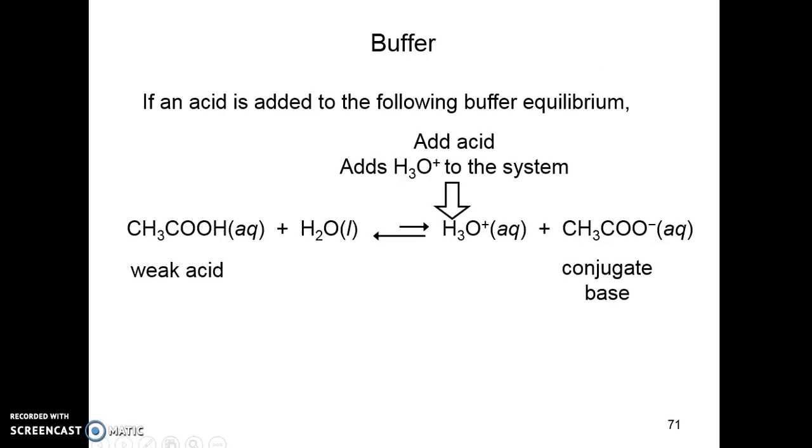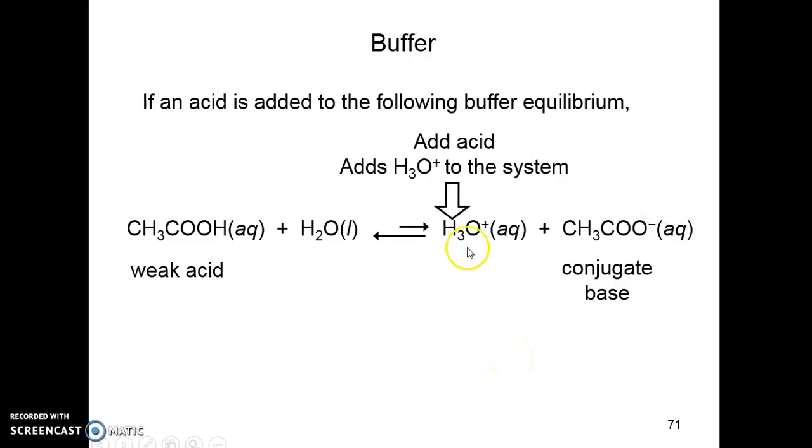Here is a buffer system that you can make by adding roughly equal amounts of acetic acid and something that would provide its conjugate base, like sodium acetate. So I would mix equal quantities of these two in water, and then I would have a large amount of the weak acid and a large amount of the conjugate base.